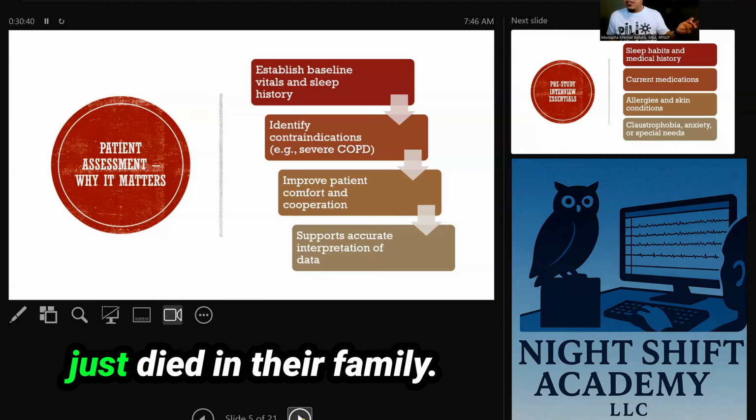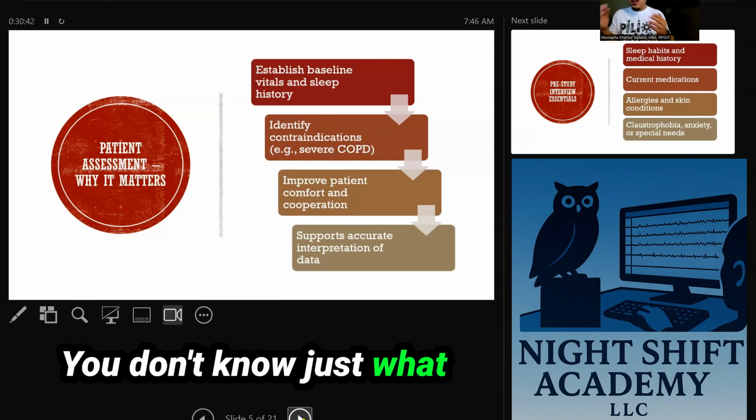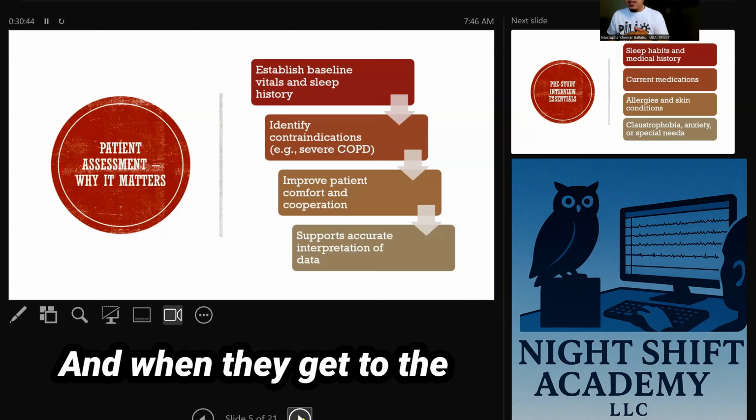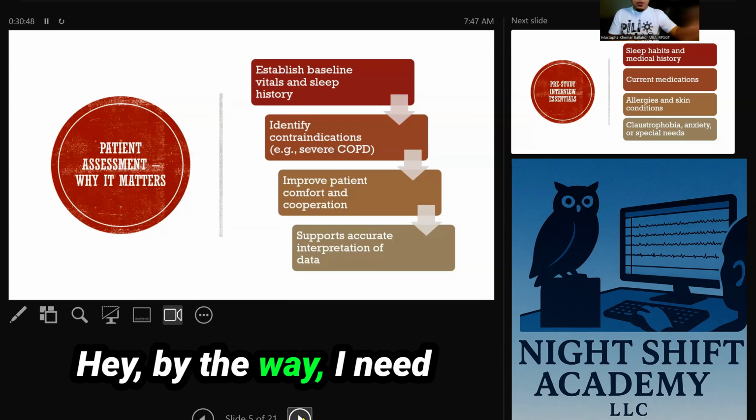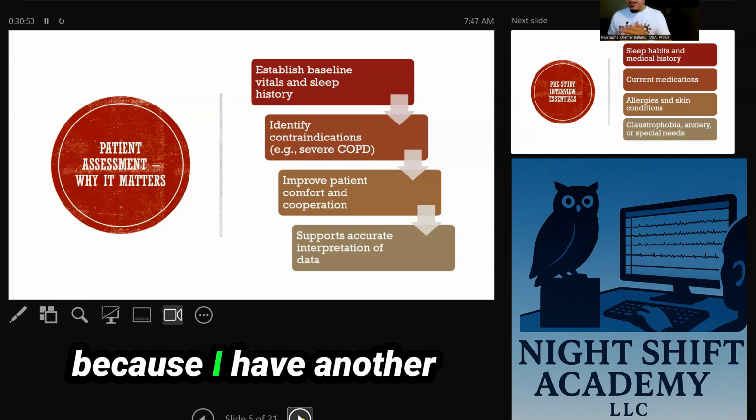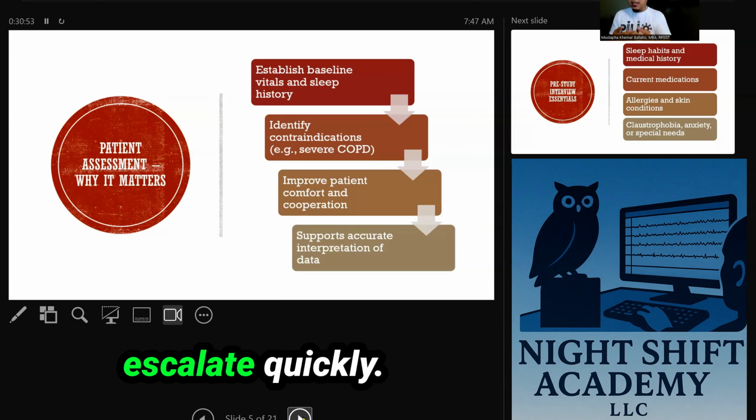You don't know if somebody just died in their family. You don't know just what happened before they got into the sleep lab. And when they get to the sleep lab, you're there, saying, "Hey, by the way, I need you to hook up, please. I need you to hurry up because I have another patient." That can just escalate quickly.